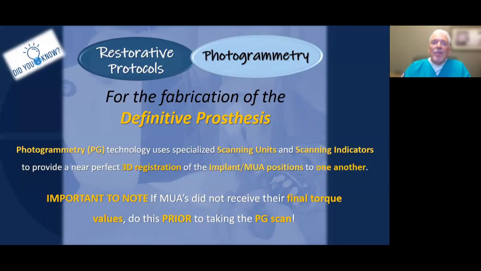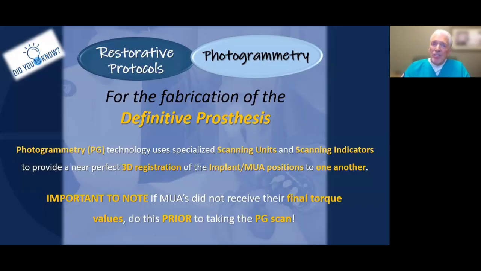So my point is that this is the time to go back before you do any scanning, even before you do your IOS scanning. If those MUAs were not at their final torque, torque them again now. Or when in doubt, go ahead and torque them now to that maximum torque. So that's something I think people miss.